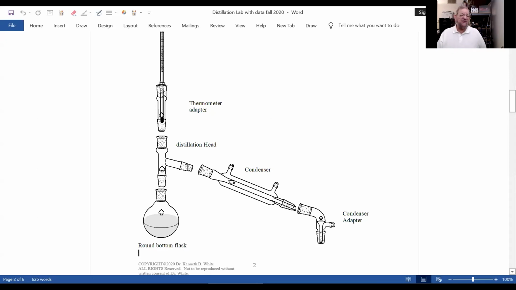Now at ECC, a couple of years ago, we spent some money and we now use thermocouples hooked up to a box that gives you the temperature. Now the distillation head connects to the condenser.